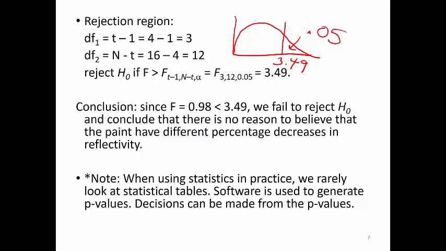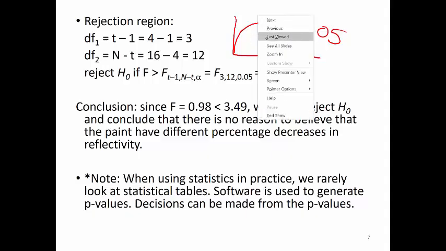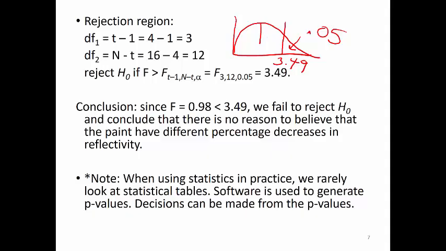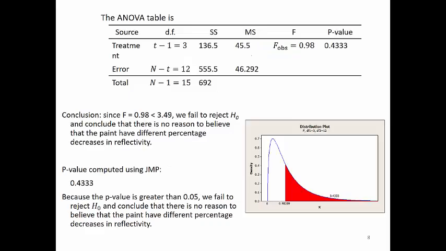Again, when using statistics in practice, we rarely look at statistical tables to figure out these cutoffs. Most of the time we use the p-value. So what the p-value is going to do is plot your 0.98 on here, and then look at the area to the right of that. So it's going to give you all of that area, and that's your p-value. That value is going to be bigger than 0.05, so we're going to make the same conclusion. We're going to fail to reject the null hypothesis. And you can see that here.